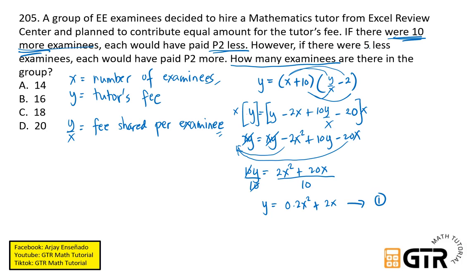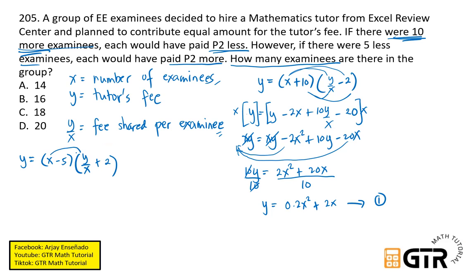However, if there were 5 less examinees. So 5 less examinees, so therefore y is equal to 5 less examinees. So we have x minus 5. Subtract tayo ng 5. Tapos, each would have paid 2 pesos more. So itong y over x natin, 2 pesos more, so plus 2 naman ito. So ito na equation natin, i-simplify din natin.